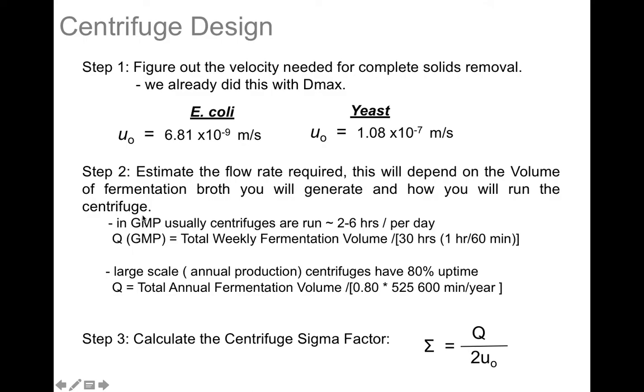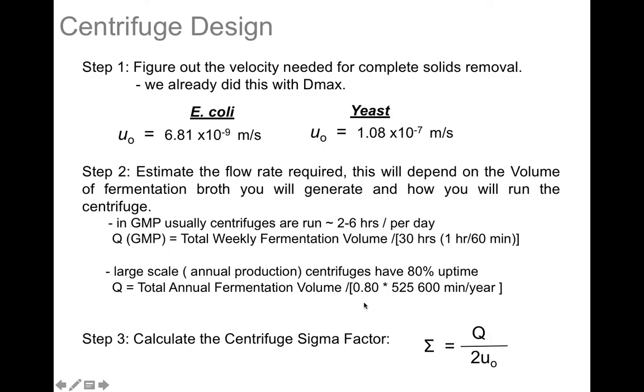So in general, in a good manufacturing process, CMO type facility, you would maybe run the centrifuges on average 2 to 6 hours a day. People don't tend to run these things overnight. And that gives a total weekly fermentation potential maximum flow rate or time of 30 hours, right? We just said that we're going to try to do this in an hour, right? So Q could be calculated as the volume of the fermentation broth divided by an hour.